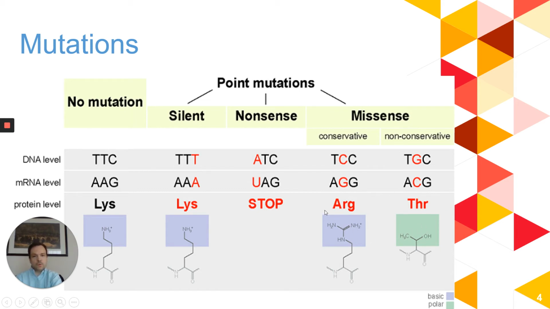That could very well affect the shape or the functionality of the protein, and so we might have either a non-functioning protein or a protein that does not work the way it's supposed to. So silent, nonsense, and missense, 3 different types of point mutations that could occur.